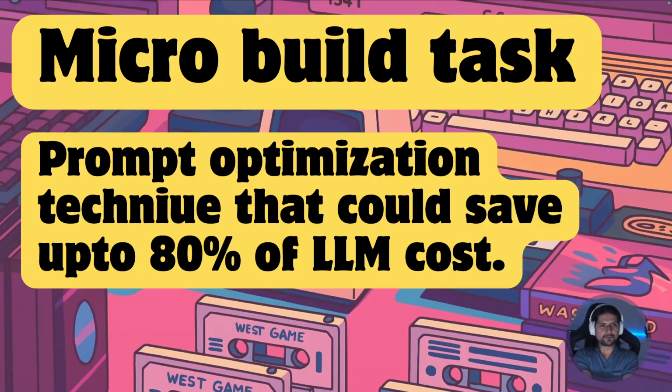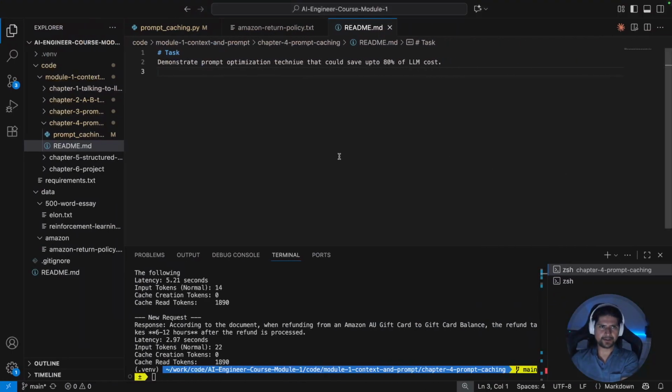Today we'll learn about a prompt optimization technique that could save our LLM cost by up to 80%. Let's have a look. As always, I would ask you to pause the video here, do some research, and try to write the code yourself.